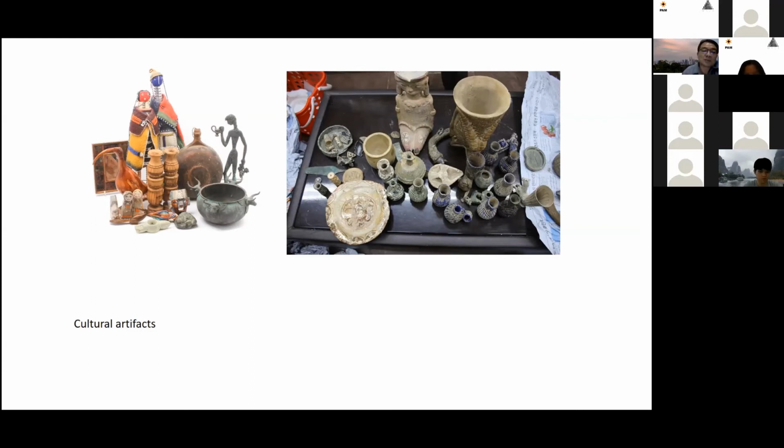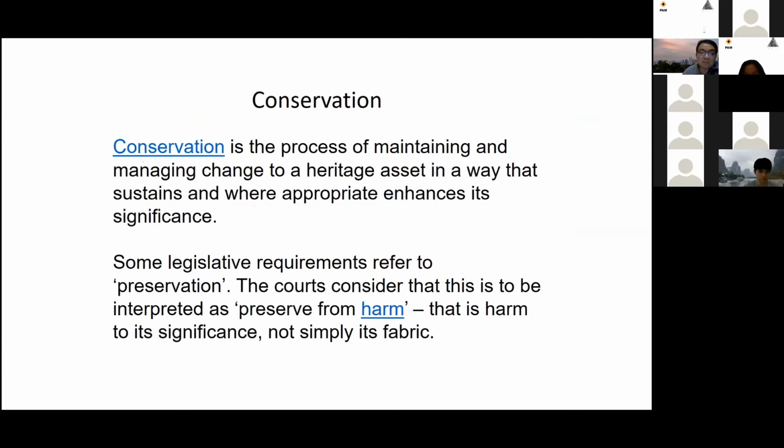Okay, now let's go to conservation. Conservation is a process of maintaining and managing change to a heritage asset in a way that sustains and, where appropriate, enhances its significance. There are some legislative requirements for preservation. The court considered this to be interpreted as preserve from harm. There is harm to its significance, not simply its fabric. What that means is that conservation is where you stop the rot of that monument or that building from falling apart. It's called conservation. Preservation is just to make it back again, like restoration.